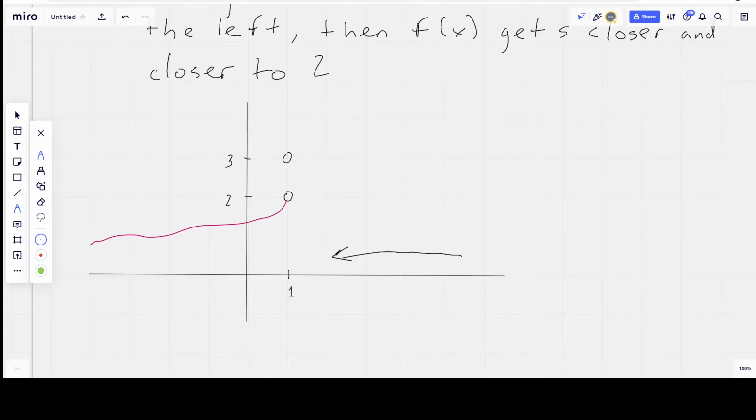So all of my x values that I'm plugging into my function are getting closer and closer to 1 from the right. The function can do whatever it wants here, but as it gets closer and closer to 1, it looks like it's going to 3. So that's what those two limits tell us. Now what can we say about f of 1 itself?